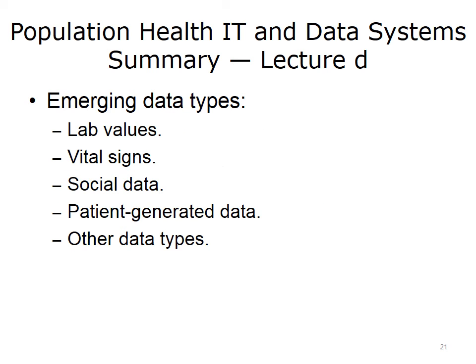This concludes Lecture D of Population Health IT and Data Systems. This lecture discussed emerging data types such as lab orders and values, vital signs such as blood pressure and heart rate, social data such as smoking status and alcohol consumption, patient-generated data such as physical activity levels generated by wearable devices, and other potential data types such as workflow or marketing data.